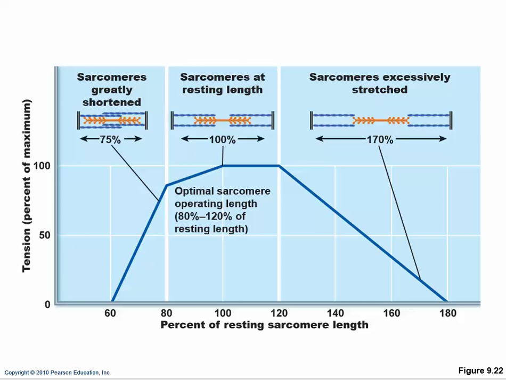So really, by stretching and going to 120% of the resting length, you actually can contract to 80% of the length, which is a 40% change. If you don't stretch beforehand and you contract from 100% of resting length to 80% of resting length, you only get a 20% change. And it really has to do with the number of cross bridges that can form because of the overlap between the thin and thick filaments. 80 to 120, so there's a 40% range optimally.